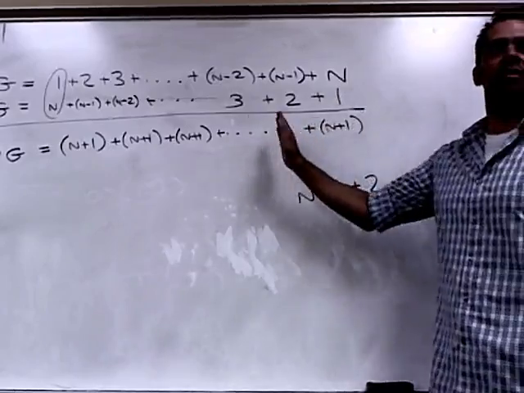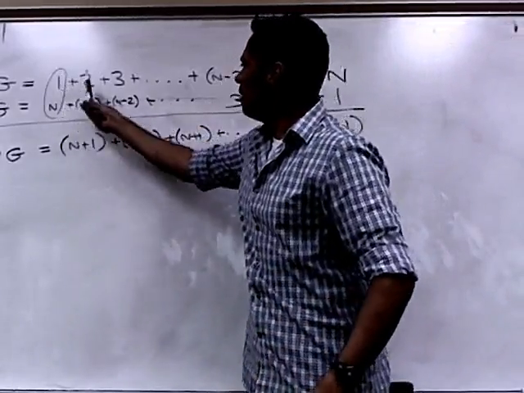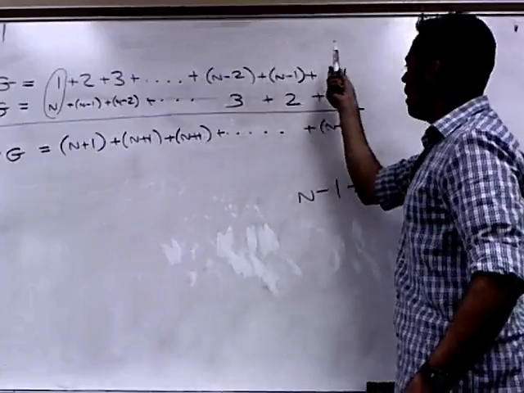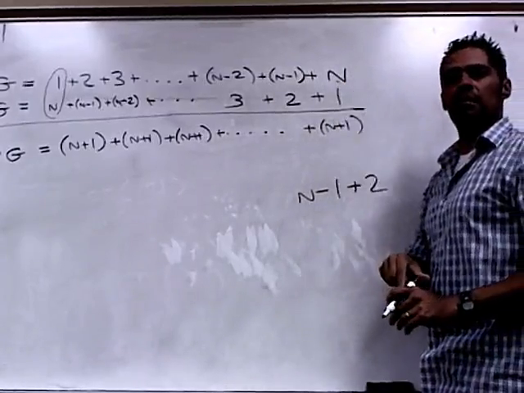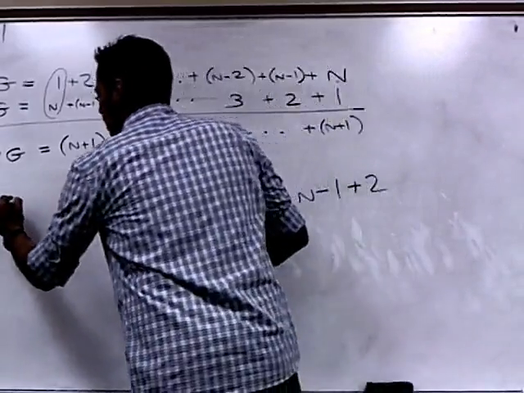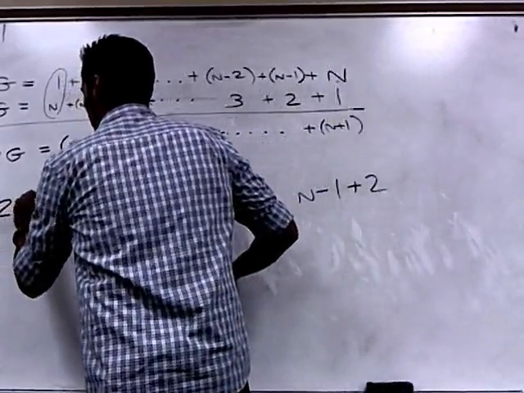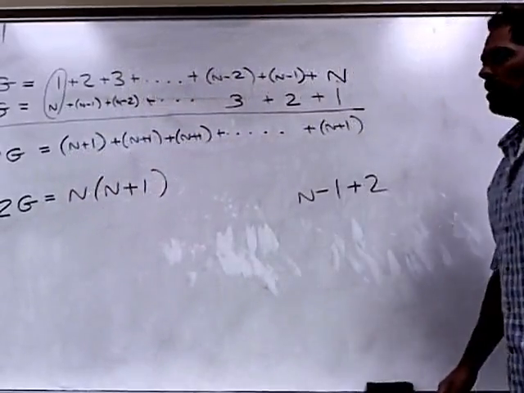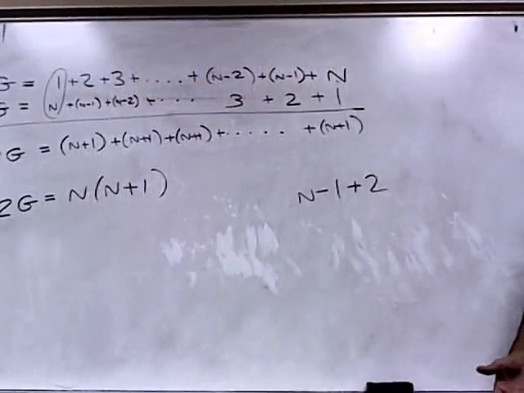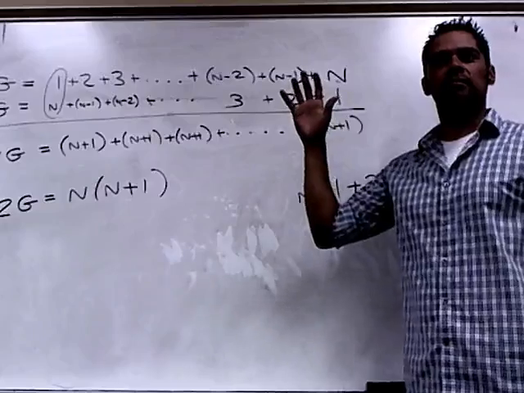How many n plus 1s are there? 1, 2, 3, 4, 5, 6, and so on. How many of them are there? n of them, right? So this right side is n plus 1s. And now divide both sides by 2. And you have the formula. So how many of you kind of followed that?